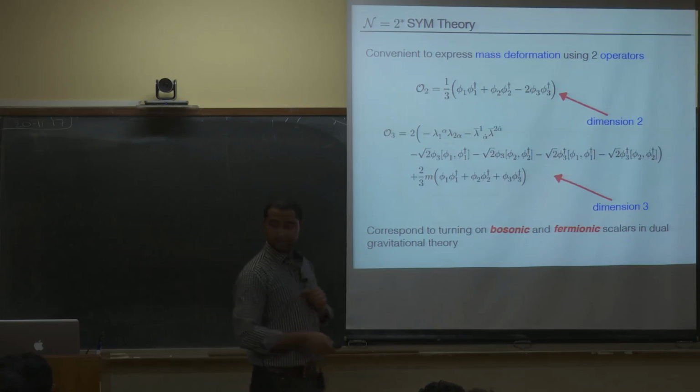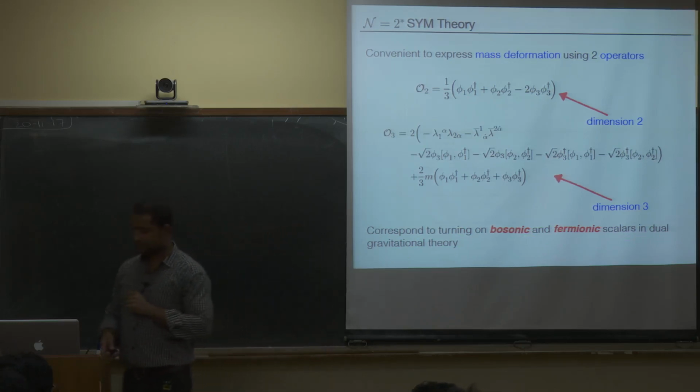How much of the R symmetry, if any, is preserved? I will talk about that. There is an SU(2) cross U(1) symmetry.